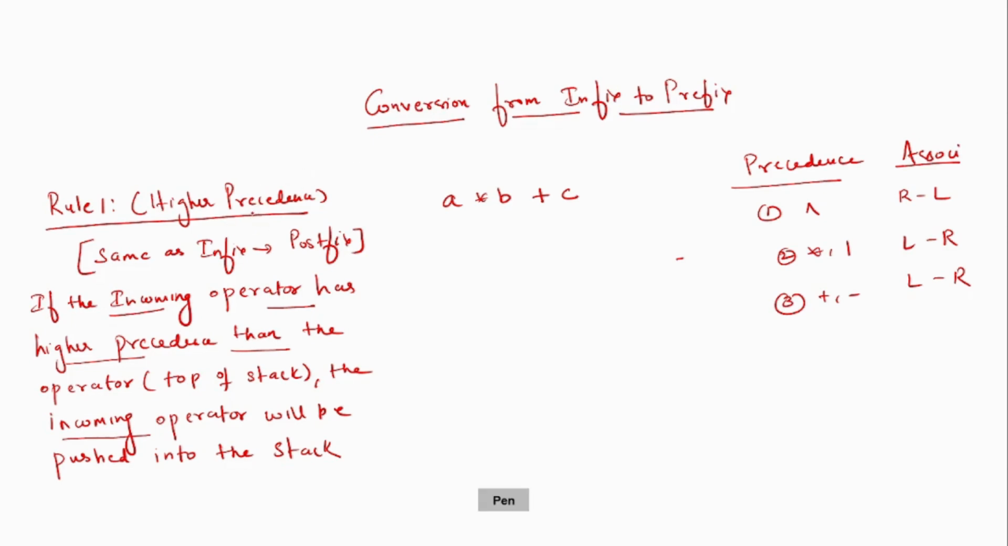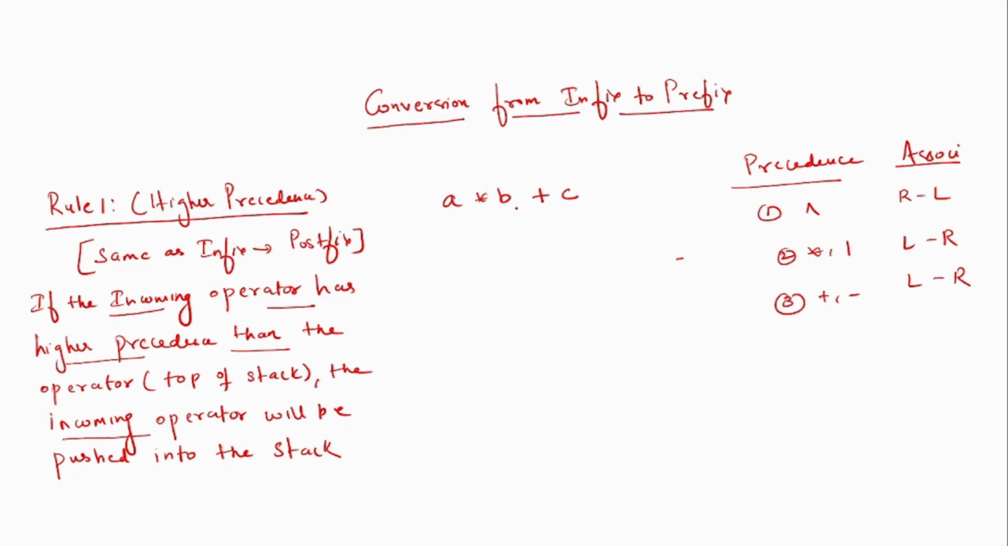Rule 1 is higher precedence. This is exactly the same as what we have seen of converting from infix to postfix. If the incoming operator has higher precedence than the operator that is the top of the stack, then the incoming operator will be pushed into the stack.